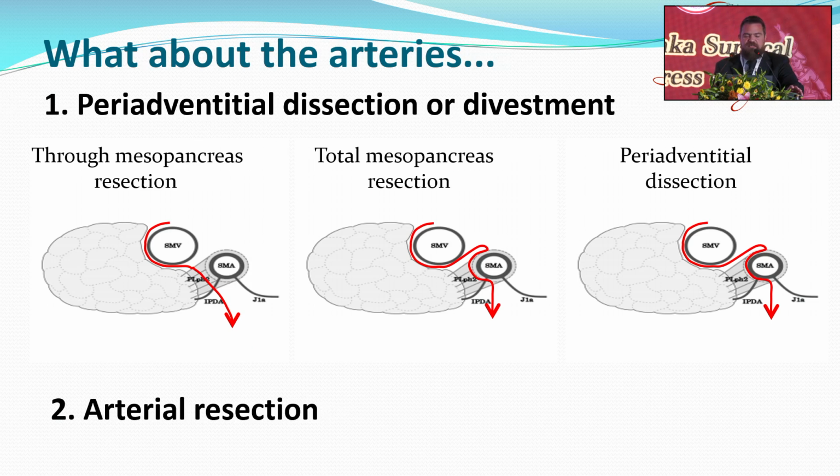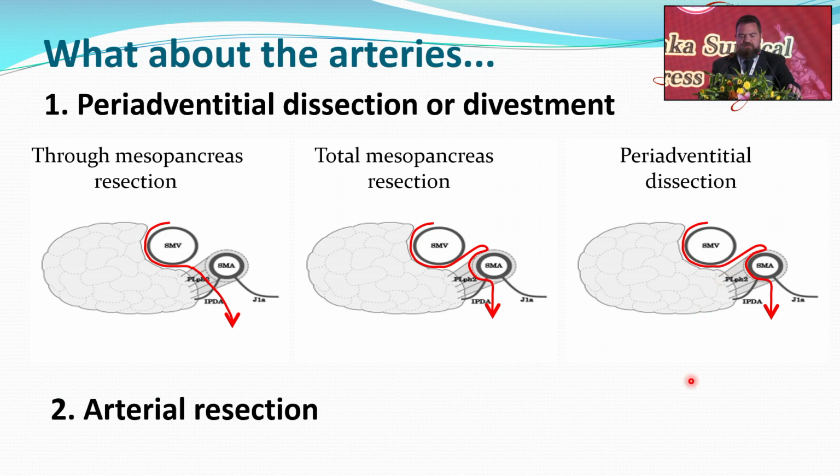So arterial technique is mainly about 2 options. Periadventitial dissection, or divestment as it's called in the literature a lot of times, or arterial resection. And you can see the diagrams, the difference in periadventitial dissection versus the other techniques of transecting the mesopancreas. So it's about the SMA in this slide. More traditional technique, not very oncologically sound. Total mesopancreas resection, where you take the whole mesopancreas. Mesopancreas is not a defined anatomical space. It's basically whatever is contained in the space between the uncinate process, the vein, and the artery.